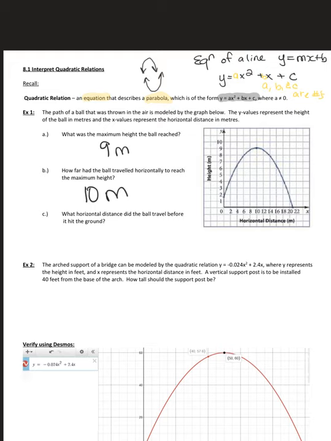And what horizontal distance did the ball travel before it hit the ground? So how far did we throw the ball, not how high? If I'm looking at how far it went, I started at 0 meters, and I'm going to hit the ground. That looks like maybe 21 meters, your best guess there. Again, I'm just using my graph to get these answers, okay? And I know that this is a parabola because of this bowl shape. So that means that it's going to be a quadratic relationship.